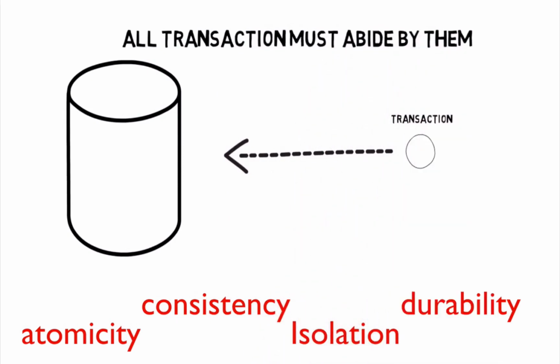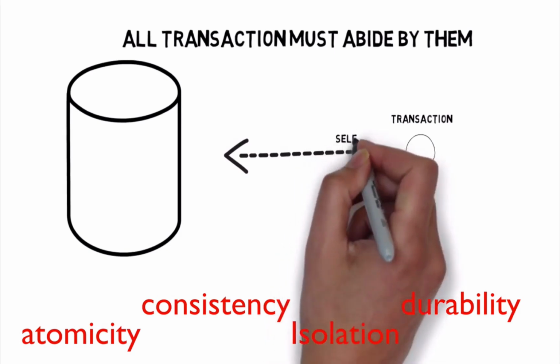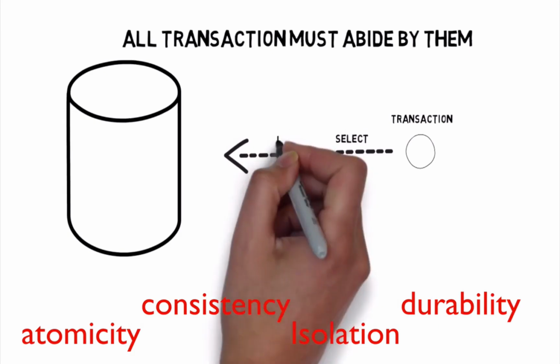How about consistency? Only valid data is written to the database. If for some reason a transaction is executed that violates the database consistency rules, the entire transaction will be rolled back and the database will be restored to a state consistent with these rules.